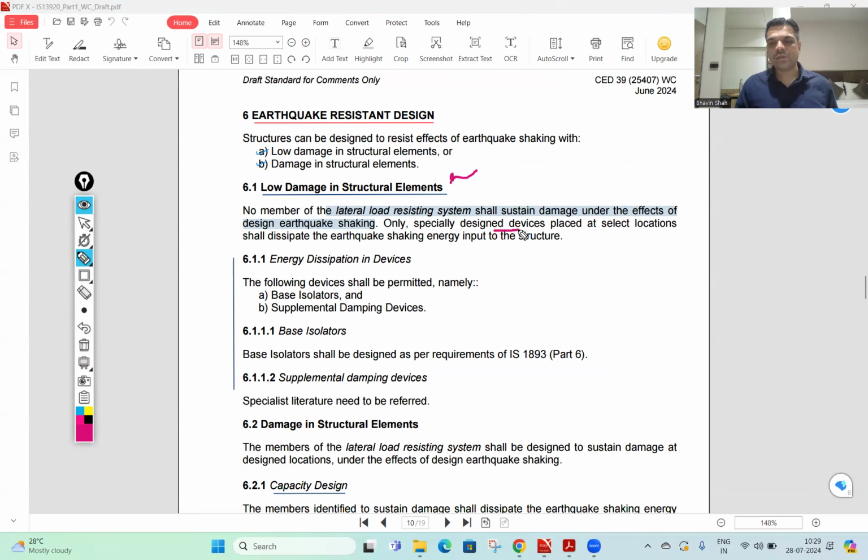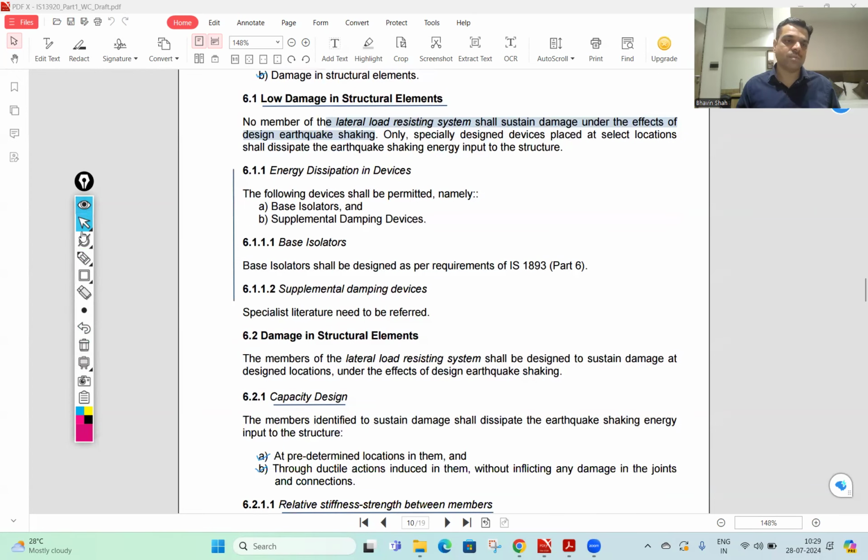So only specially designed devices which are, let's say, placed at selected locations shall dissipate the earthquake shaking energy input to the structure. So in that case, there will be low damage in the structural elements whenever we have specially designed devices which are again placed at selected locations, right? And the energy dissipation devices are, for example, base isolators, supplemental damping devices. So those are all our energy dissipation devices, or these are the devices in which energy will be dissipated during a seismic event.